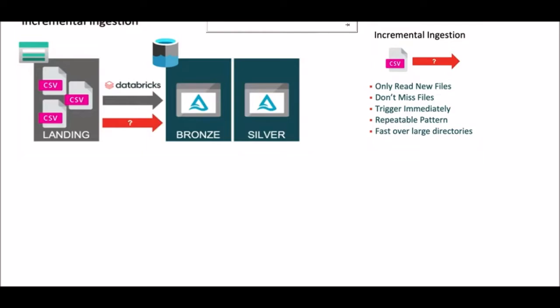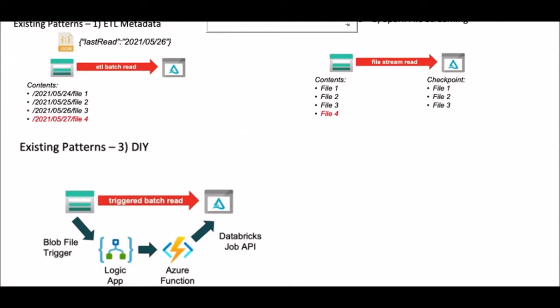Now there are important parameters which you need to look at here. You need to only read the new files. You don't want to miss the new files, but you don't want to process the existing files again as well. It has to trigger immediately and it should be a repeatable pattern, right? You don't want to configure it again and again, and it should be fast over large directories. Many times it happens that it works for a small number of files, but when the number of files increases, it becomes tedious or it does not perform up to the mark. So we'll see how this solution works in this scenario.